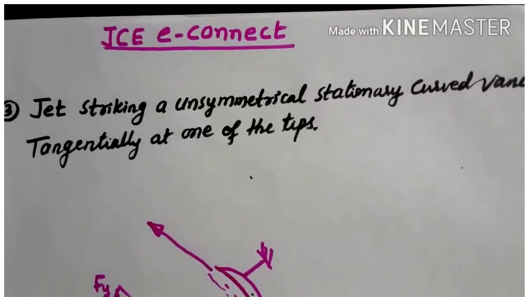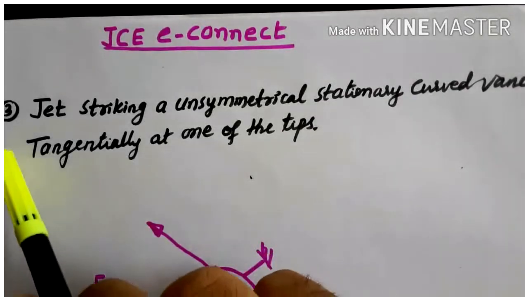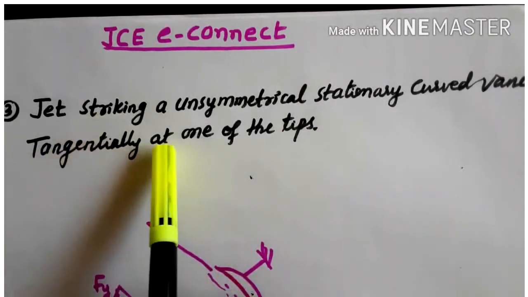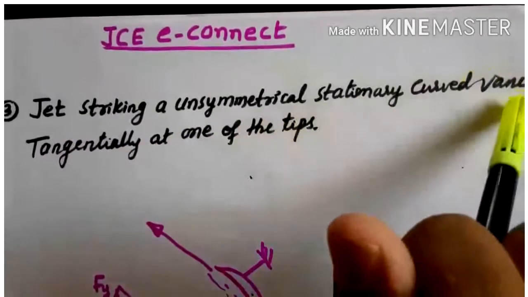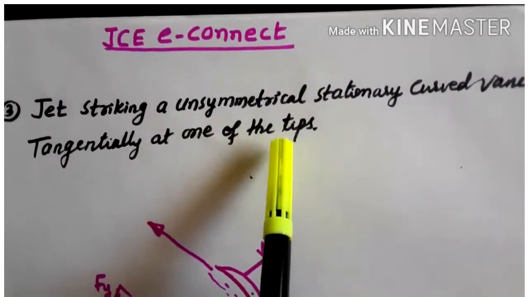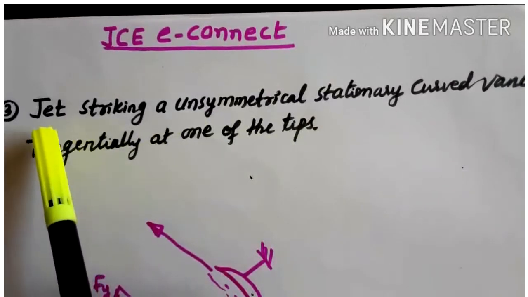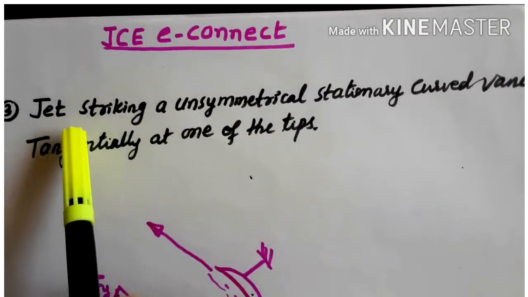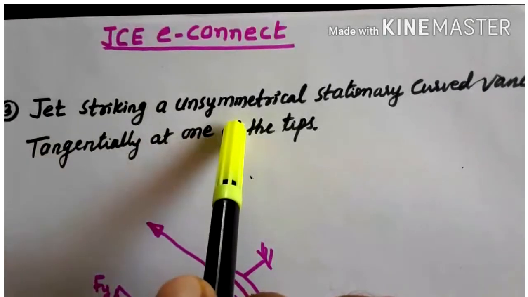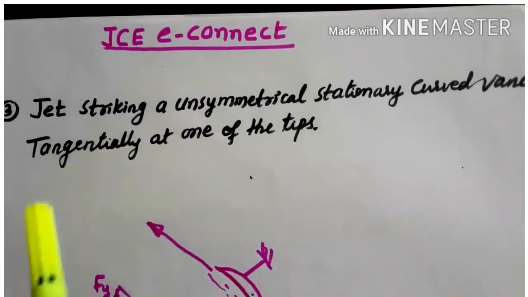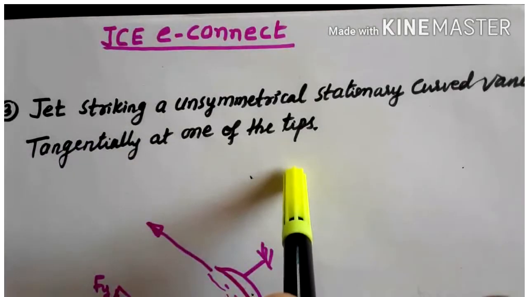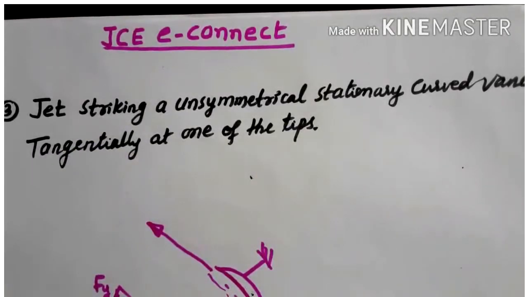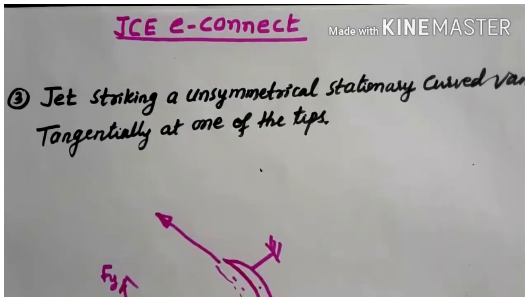In this lecture, I'll be taking case 3, that is, a jet striking an unsymmetrical stationary curved vane tangentially at one of the tips. In the previous lecture we solved it by taking a symmetrical stationary curved vane, with the jet striking tangentially at one of the tips. So what is the hydrodynamic force?